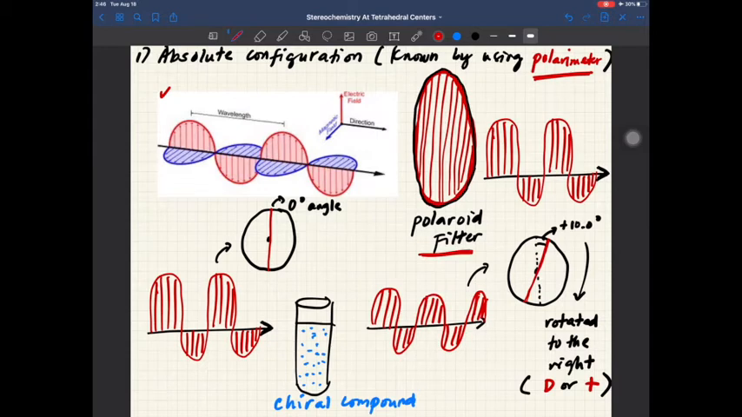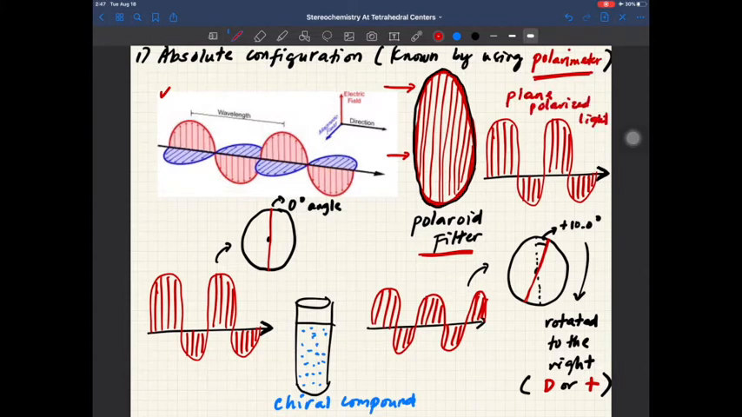For example, a vertical polaroid filter will only allow the electric field component of light to pass through, blocking the magnetic field component of light. So when this light wave passes through the polaroid filter, it is being polarized and only one component is allowed to pass through. The resulting light is what we call a plane polarized light.